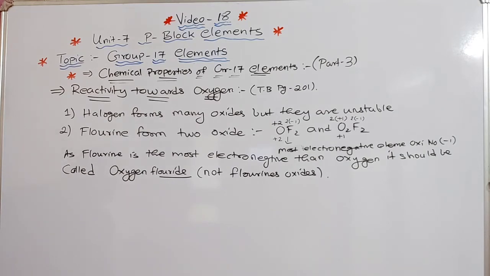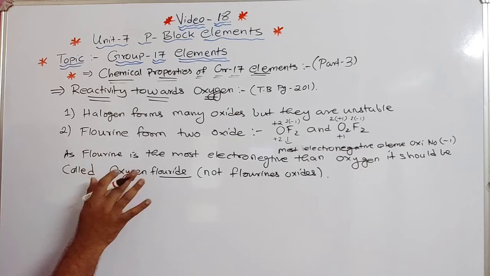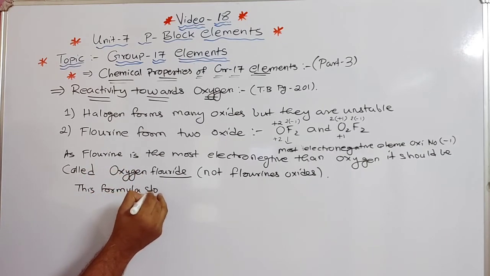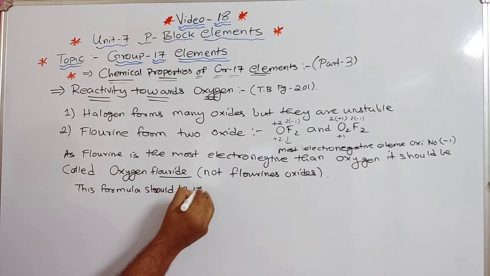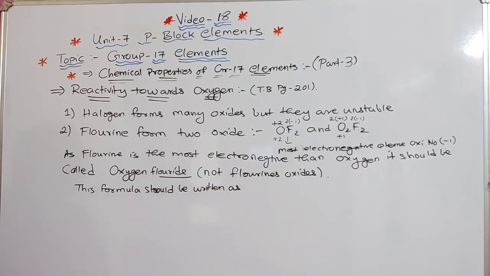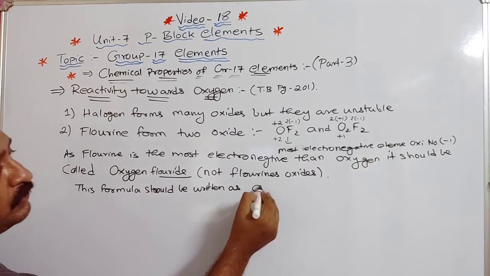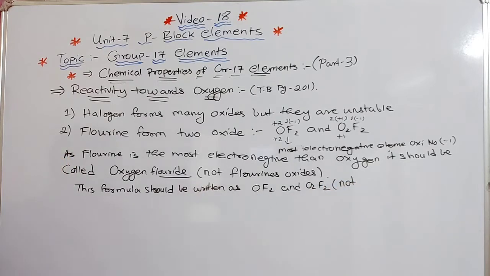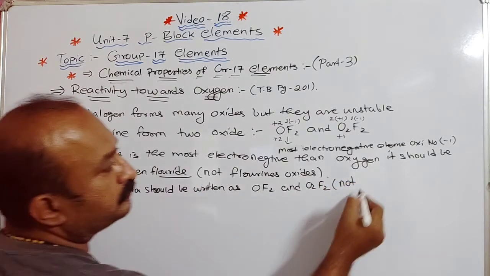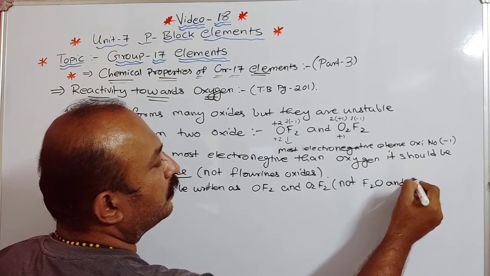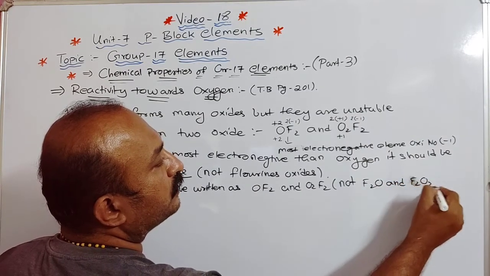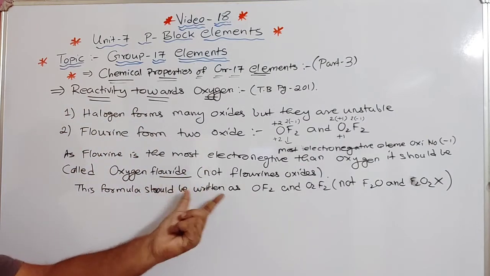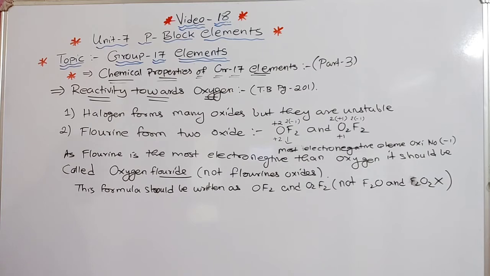Now the formula should be written as OF2 and O2F2, and not F2O and F2O2. Don't write the formula like this, otherwise it is wrong according to the IUPAC nomenclature, and this electronegativity part you have seen from the beginning. So remember this thing.